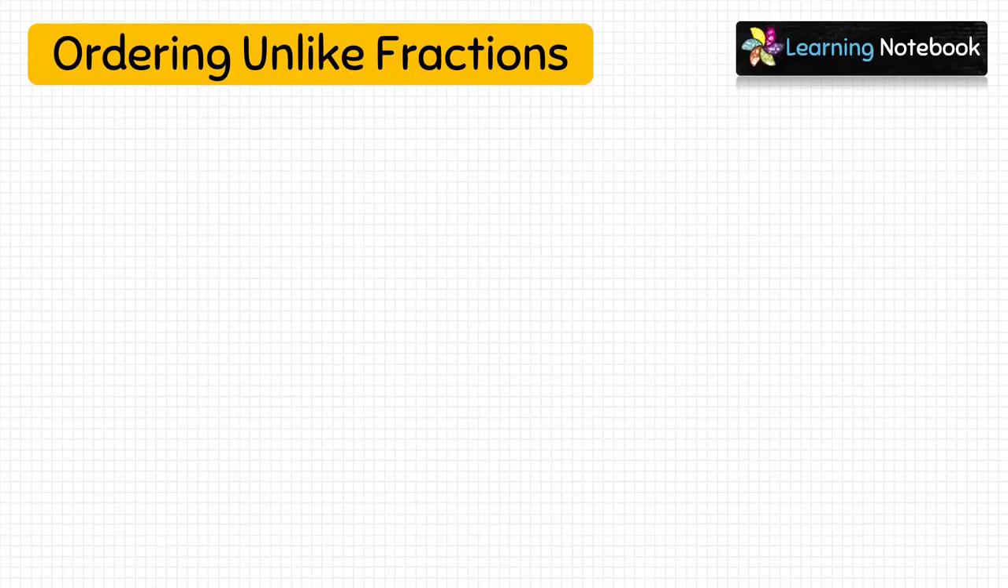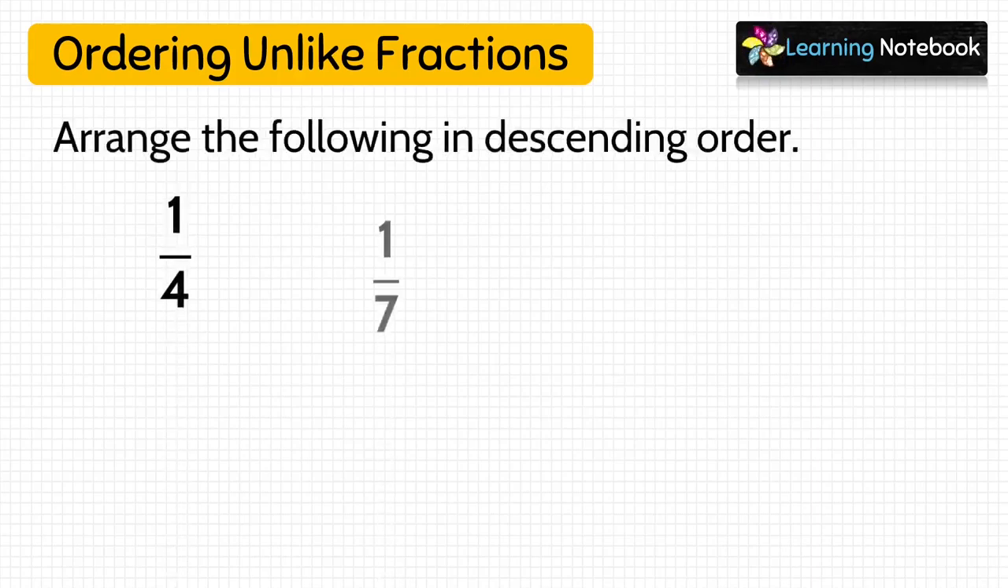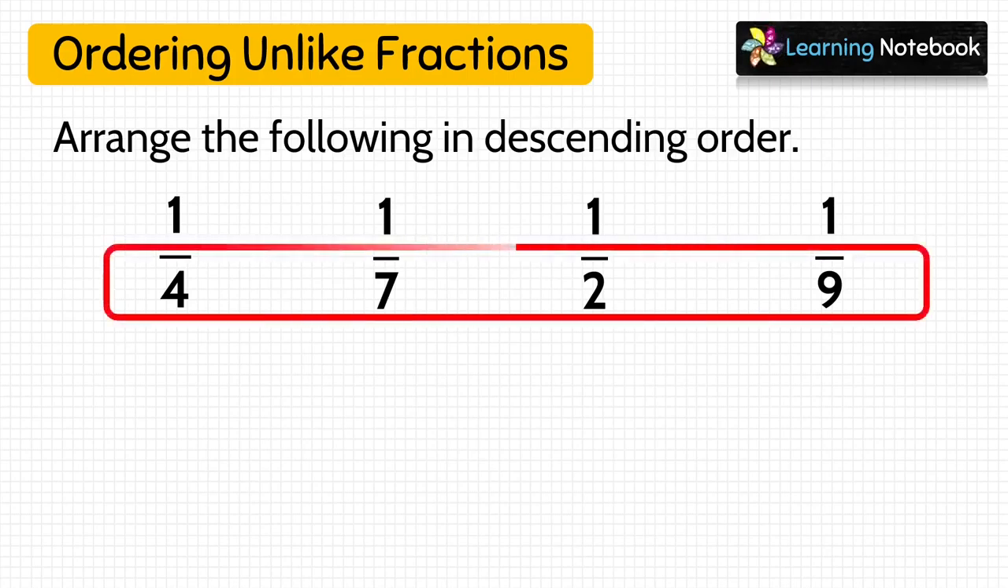Let's do one more example. Arrange the following fractions in descending order. So we are given 4 fractions, 1 by 4, 1 by 7, 1 by 2 and 1 by 9. And we have to arrange them in descending order. Here, again notice carefully that all the fractions have same numerator but different denominators. So let's just compare their denominators. But remember that smaller the denominator, the greater is the fraction.